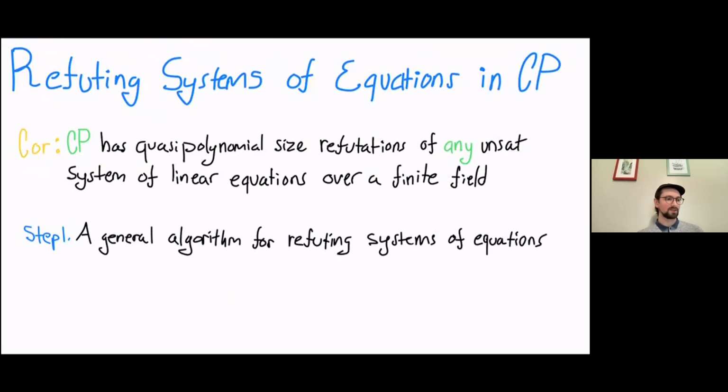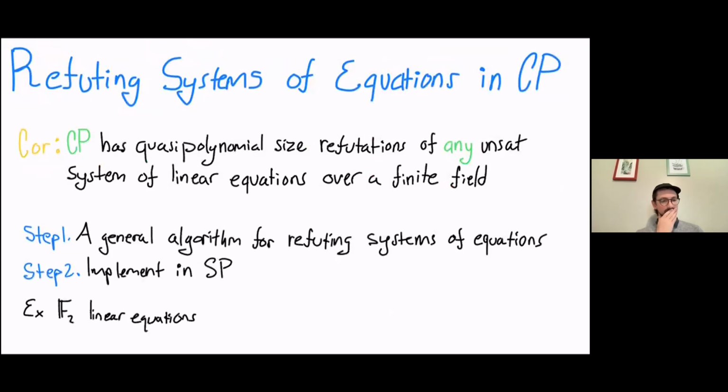So how do you do this? This one's pretty simple. So first, we're going to show a general algorithm for refuting systems of linear equations over finite fields, and then we're going to show how to implement it in stabbing planes. And I'll show it for systems of F2 linear equations. This is slightly different than our refutation of the Tseitin formulas in the earlier 2018 paper. It has most of the ideas, but avoids some annoying case analysis.